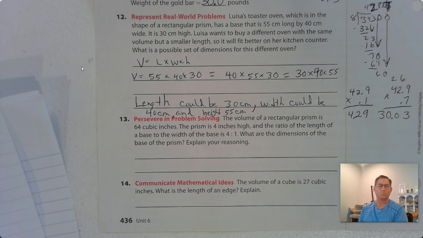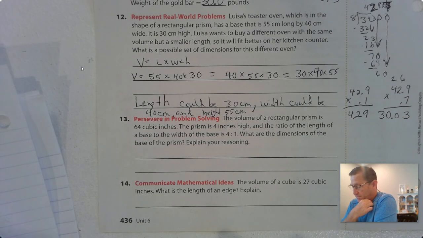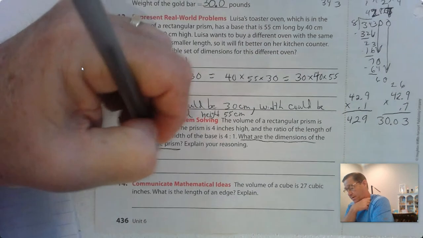All right, 13. The volume of a rectangular prism is 64 cubic inches. The prism is 4 inches high, and the ratio of the length of a base to the width of the base is 4:1. What are the dimensions of the prism? Explain your reasoning.